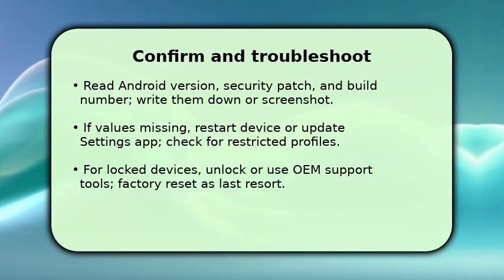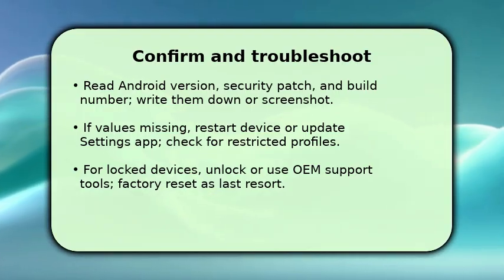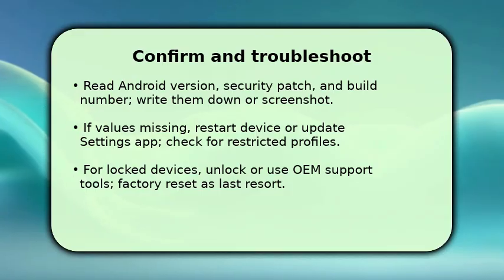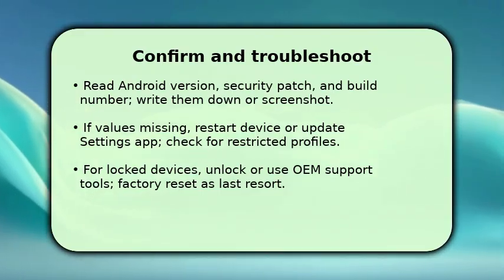If the screen shows incomplete info, restart the device and reopen settings. Corrupted caches can hide items. Make sure you're not in a restricted user profile. Switch to the primary account. If settings still fails, update system apps or use the OEM support tool.